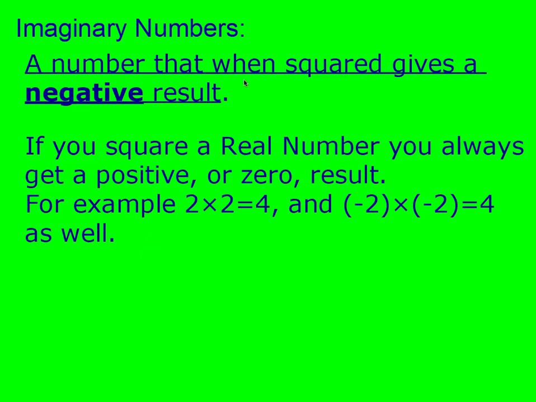Imaginary numbers are numbers that when squared give a negative result. Normally when you square something, you get a positive result. If you square a real number, you always get a positive or 0 result. For example, 2 times 2, or 2 squared, is 4. Negative 2 times negative 2, or negative 2 squared, is also 4.